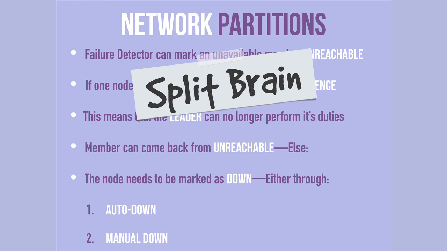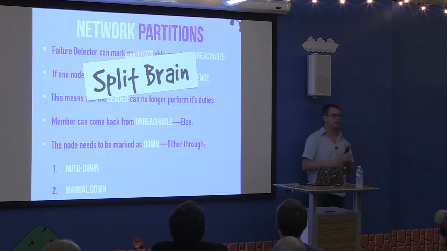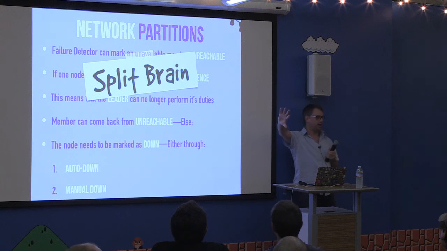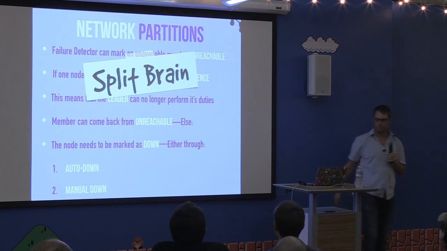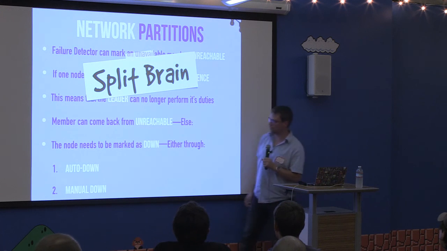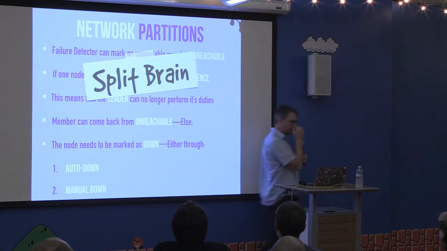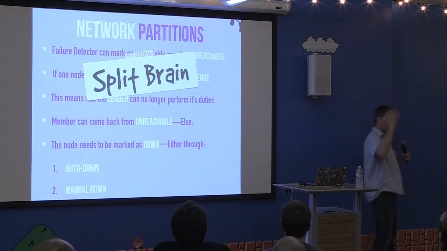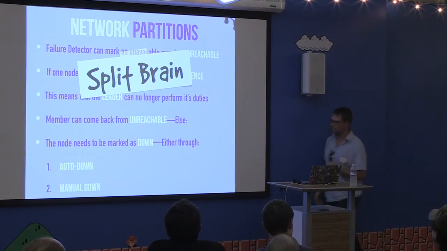If the node is marked as down, then it's out of the picture again. It can never join back. And then the cluster can continue without that node, or that set of nodes if you have a network split like in the middle. And we used to have something called auto down as the default. That means that the leader can actually take the action of saying, I will auto down you. You're not part of the cluster any longer.